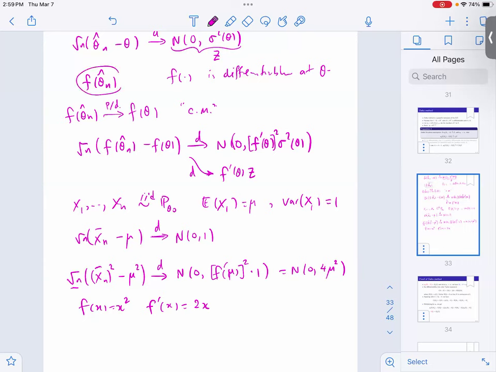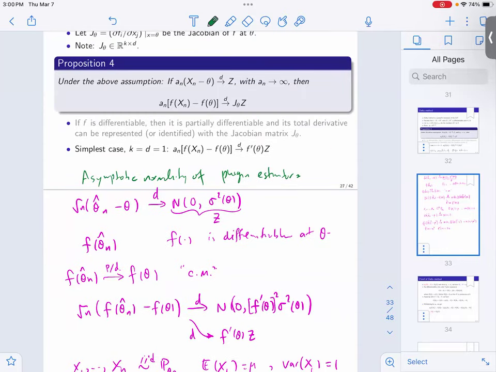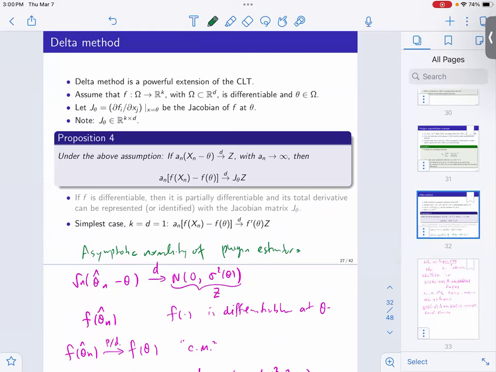So if I have an estimator of theta and I want to estimate f of theta, I can plug it into that function. This gives you asymptotic normality of plug-in estimators. The more general statement is stated here. We don't really need root n here; whatever sequence would work as long as it goes to infinity.